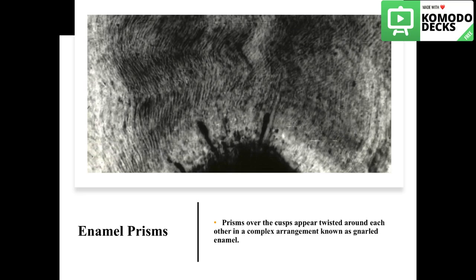In the cusp areas, as we can see here, the space for the prisms is a little bit tighter than in other areas. So what happens is the prisms over these areas become twisted, as you can see here. They are twisted around each other in a complex arrangement that we call gnarled enamel.